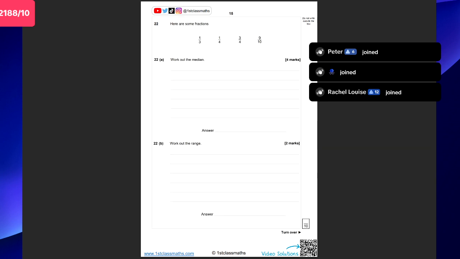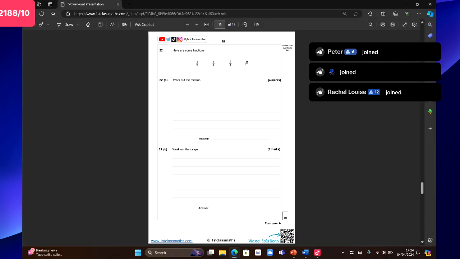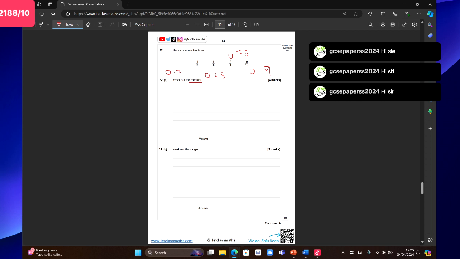Let's move on. Looking at some fraction work now. Let's work out the median. So let's put it in order of size first. Let's change it into decimals here to make it easier. So this will be 0.9 as a decimal, 9 divided by 10. 3/4 is going to be 0.75, 3 divided by 4. 1/4 is going to be 0.25. And then 1/3 is equal to 0.3333, recurring.